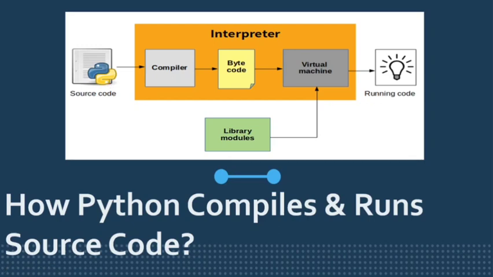Let's see how Python compiles and runs source code. This is your source code, which is a .py file. Python first compiles your source code into a format known as bytecode. A bytecode is a lower level and platform independent representation of your source code.